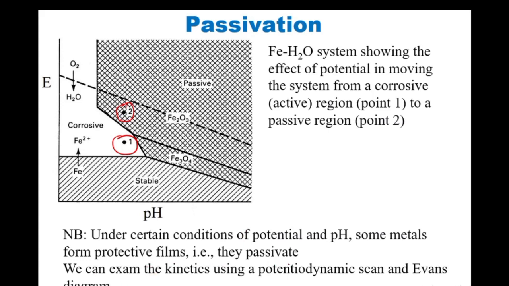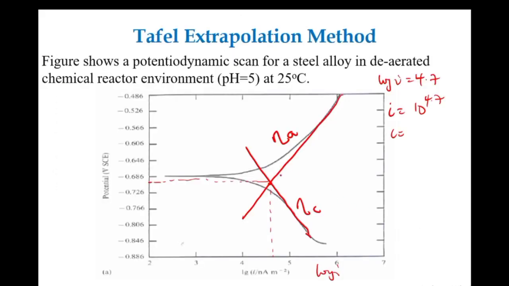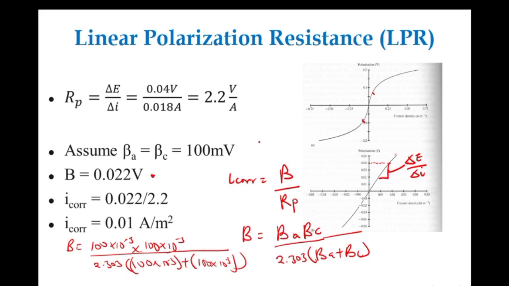And we can examine the kinetics using a potentiodynamic scan and Evans diagram. So potentiodynamic scan, Evans diagram. The Evans diagram is the E against the log I. Now, what I didn't say is that for the linear polarization, the applied voltage, let's note that it is plus or minus 10 millivolts. Let's take note of that.